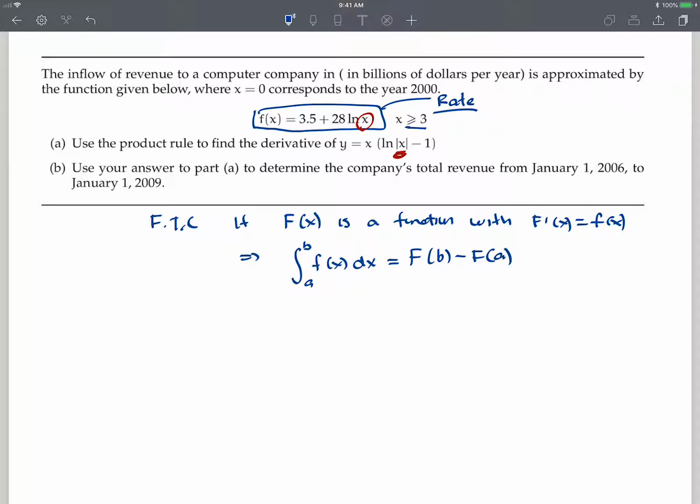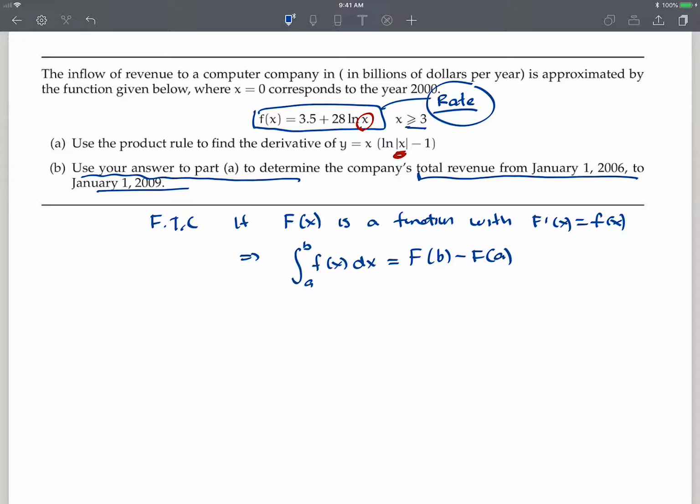So to solve the question, it says use your answer from part A. So forget about that for a minute. It says find the company's total revenue between these two years. Okay, so this is the rate at which revenue comes in. So that means that this is a derivative, right? So that's what I wrote up here. So we need to find a function whose derivative is this function. So this is what the problem is. We need to find the antiderivative of little f.